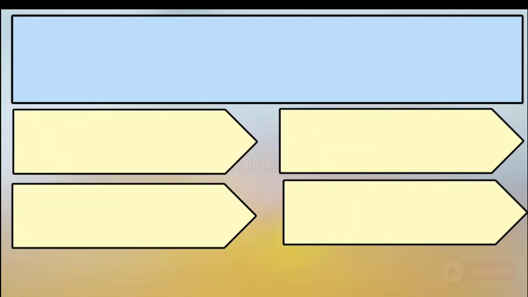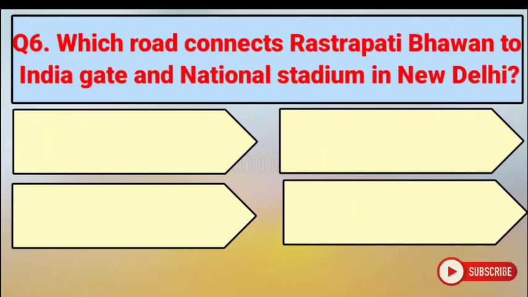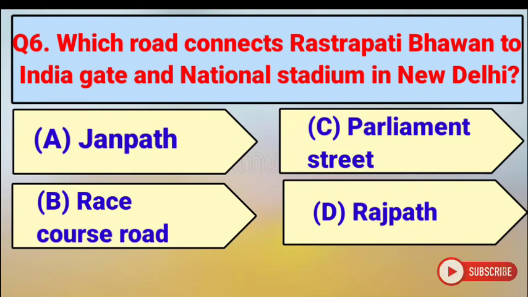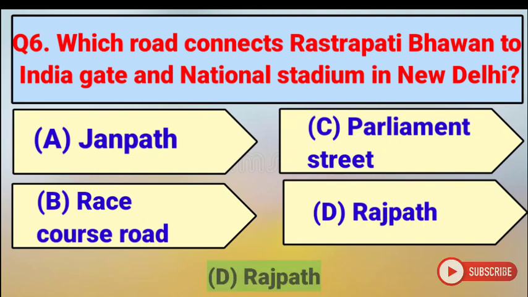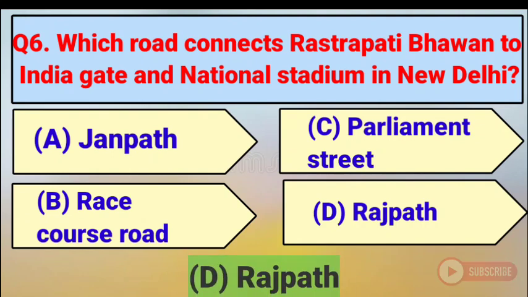Shoes. 6. Which road connects Rashtrapati Bhavan to India Gate and National Stadium in New Delhi? Your options: A. Janpath. B. Race Course Road. C. Parliament Street. D. Rajpath. Your correct answer is D.